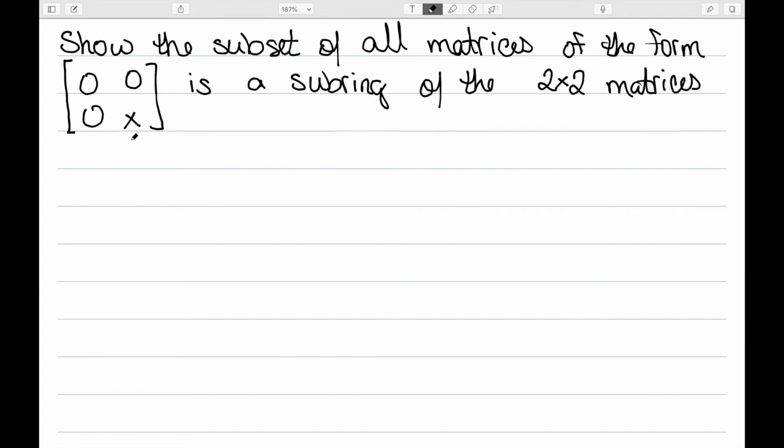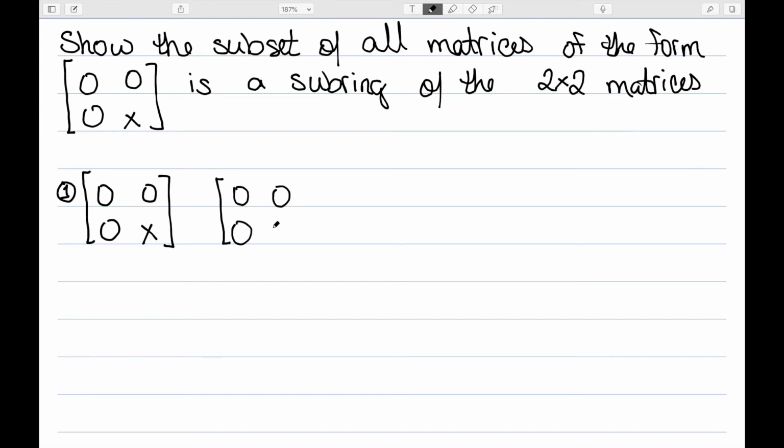I want to show the subset of all matrices of the form [0, 0; 0, x] is a subring of the 2 by 2 matrices. In this case, there are two things I need to show. The first one, we start with two separate elements of this subset, [0, 0; 0, x] and [0, 0; 0, y], and we need to subtract them. 0 minus 0 is 0, and then the last entry is x minus y. And this is of the appropriate form. It has zeros in the first row and the first column, and the second row, second column entry is some number.